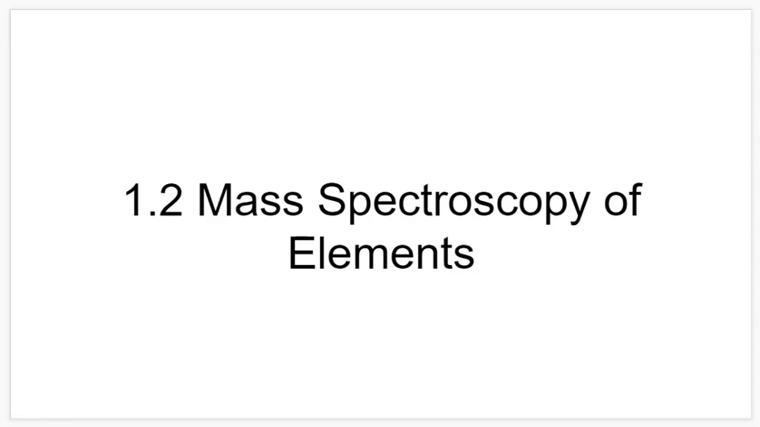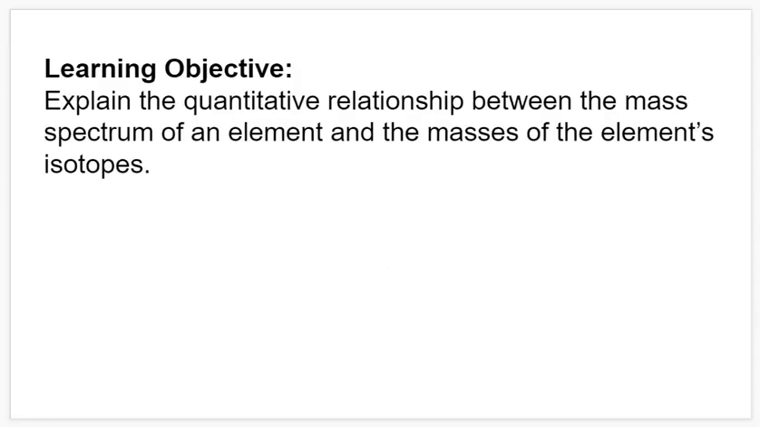Mass spectroscopy, or sometimes called mass spectrometry, is an elemental analysis method that is very good at identifying the type of substance that you have if it is unknown, and also showing you the relative proportions of the different isotopes of that substance. So our learning objective for this is to explain the quantitative relationship between the mass spectrum of an element and the masses of the element's isotopes.